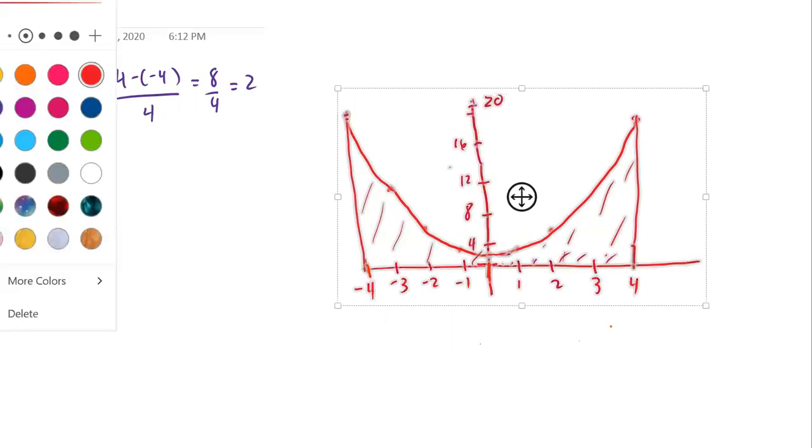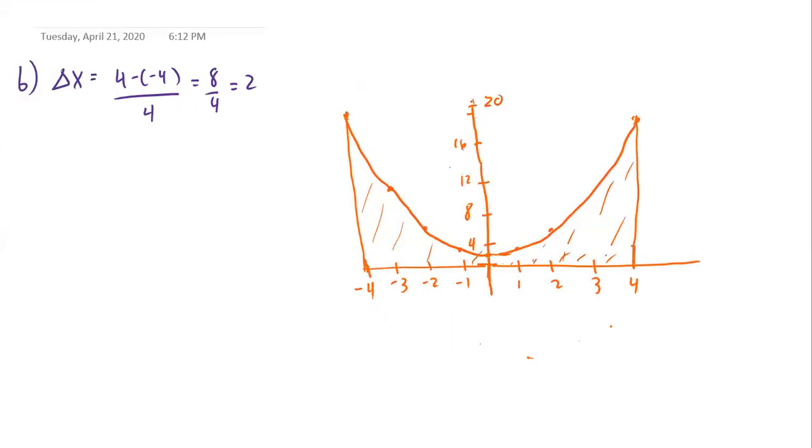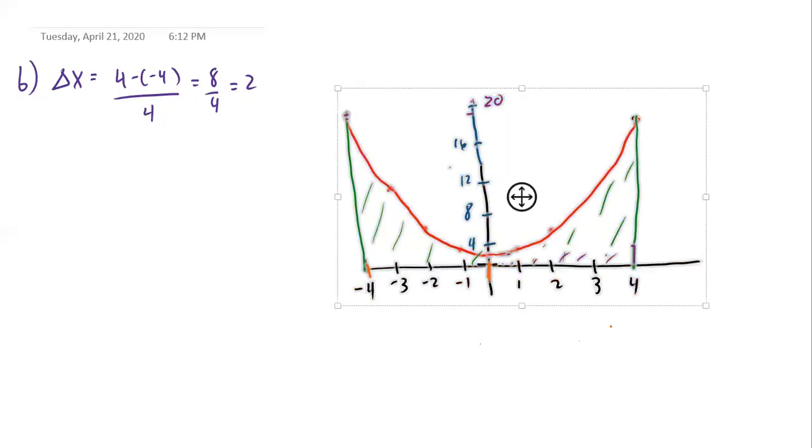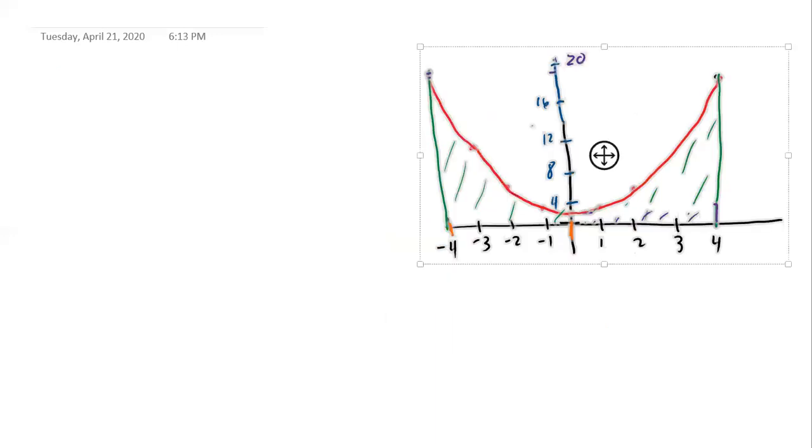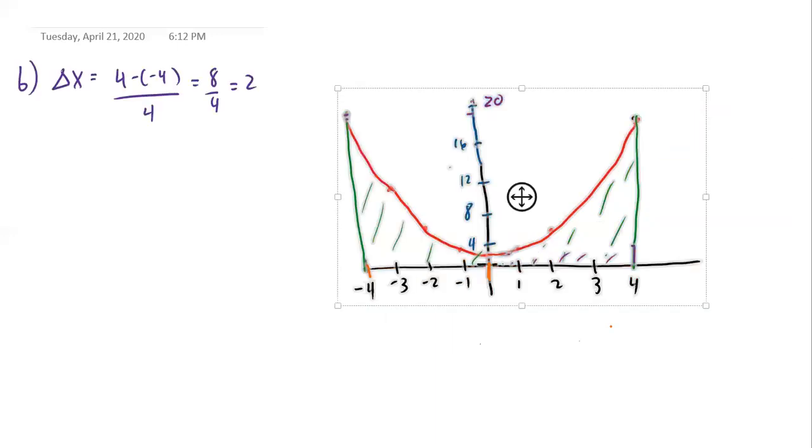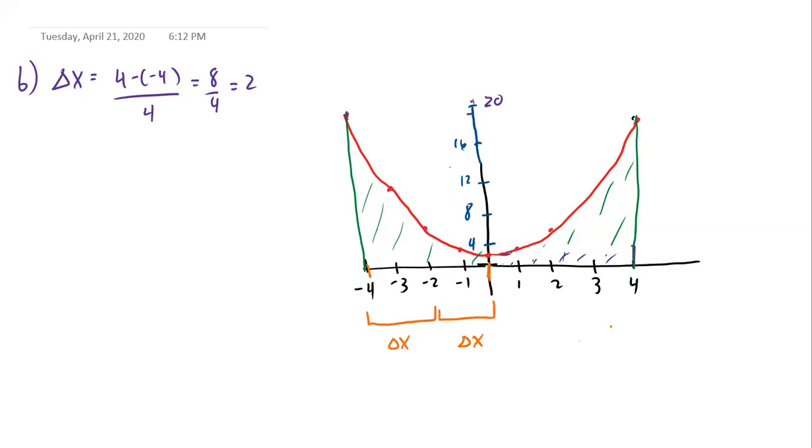Again, we just start on the left endpoint. You start with the left endpoint, which is -4, and add 2 each time. So -4 plus 2 is -2. Add 2 again, takes you to 0. Add 2 again, that takes you to 2. Add 2 again, that takes you to 4.